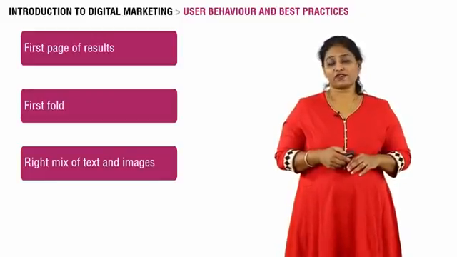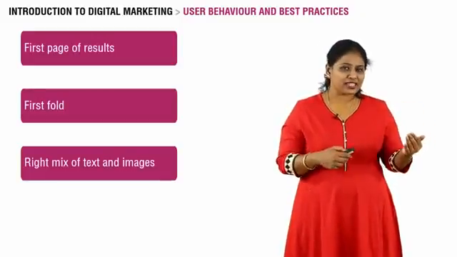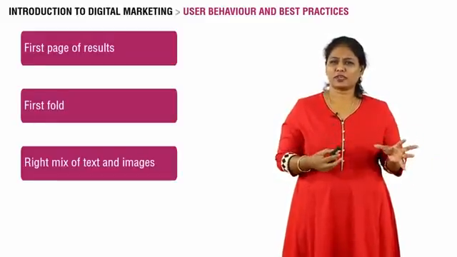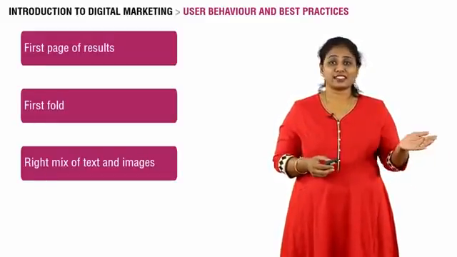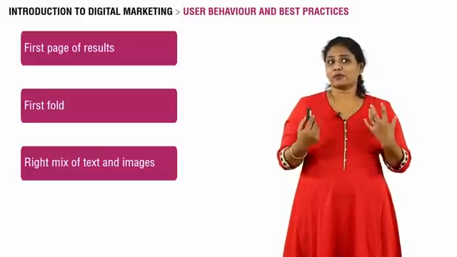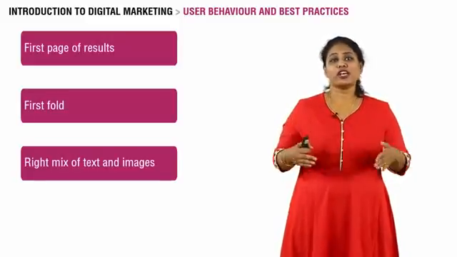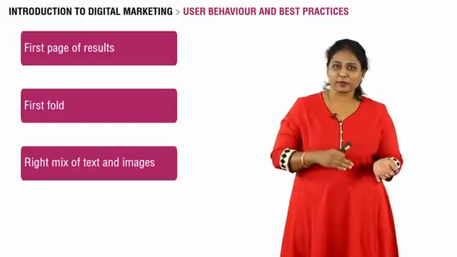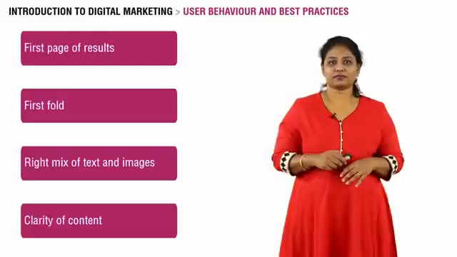We need the right mix of text and images. Too much text will make it look like a newspaper, too bookish. Too many images will look like clutter. In fact, there's a term called banner blindness, where the brain is attuned to tuning out stuff which looks like too much of ads. So you need to have the right mix of text and images.